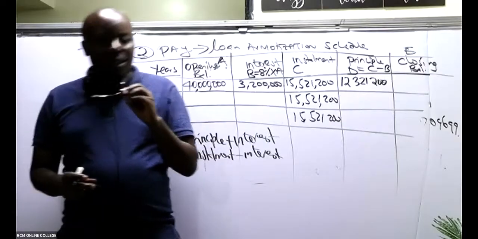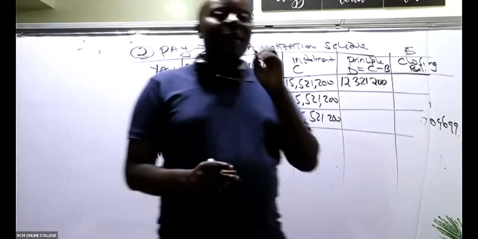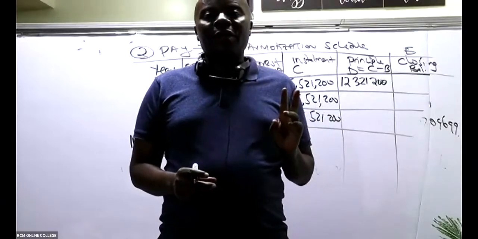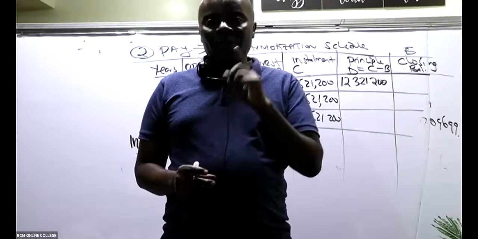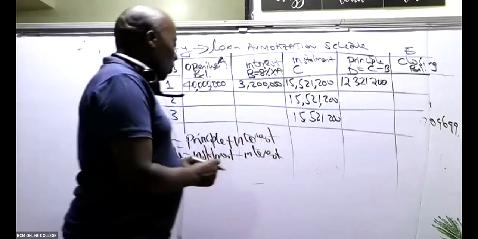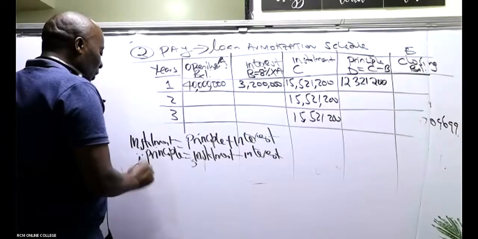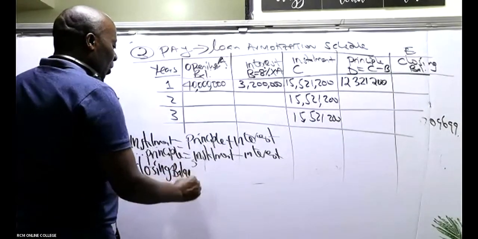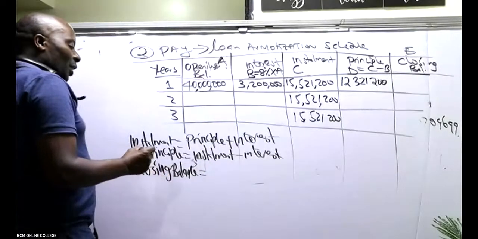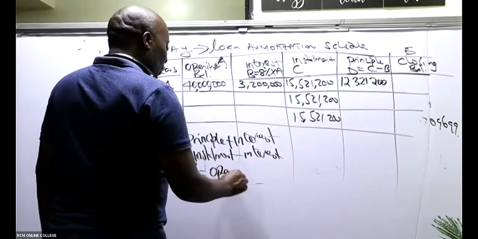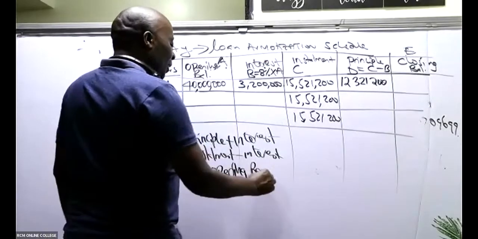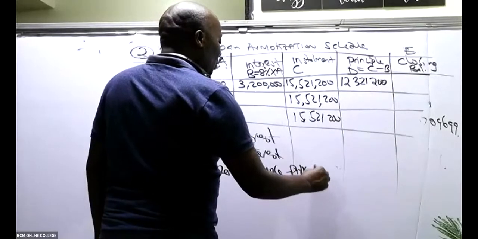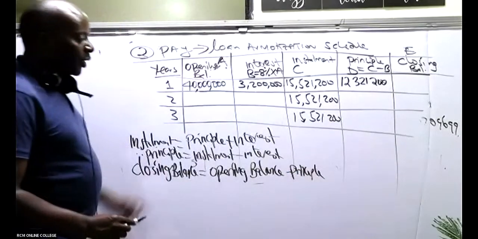Yeah, great. So in this case, remember, your balance can only be reduced by the principal payments, nothing else. So in short, for us to be able to get the closing balance, in this case here we shall take the opening balance and subtract the principal. So you take the opening balance minus the principal.